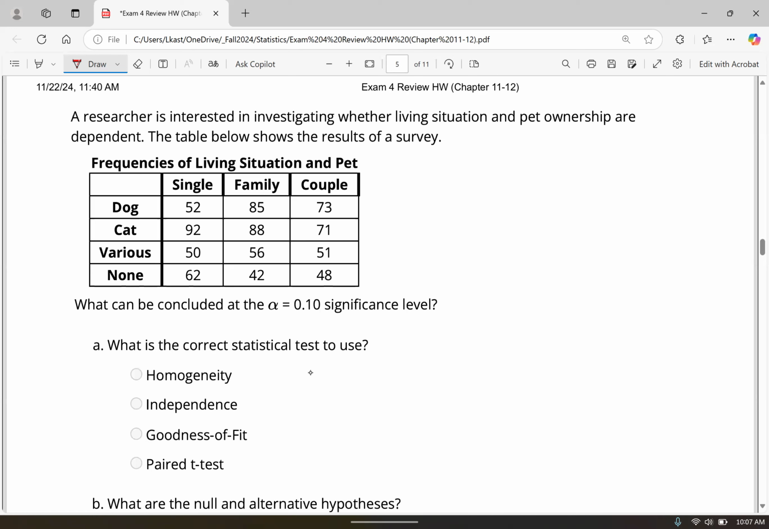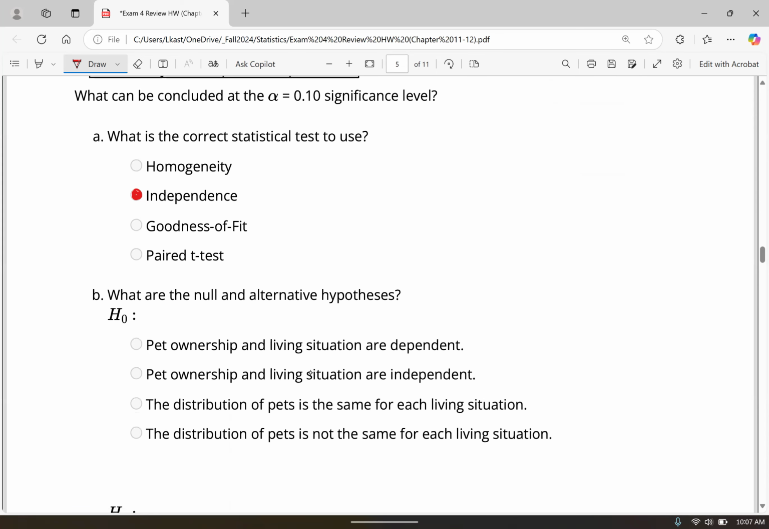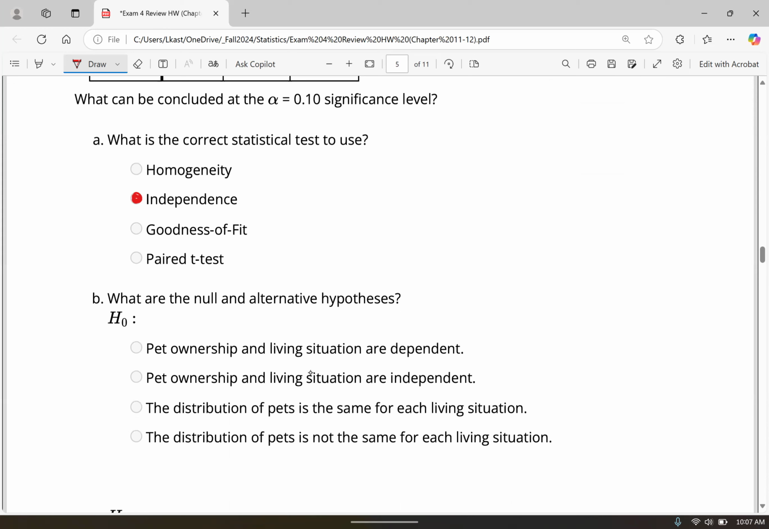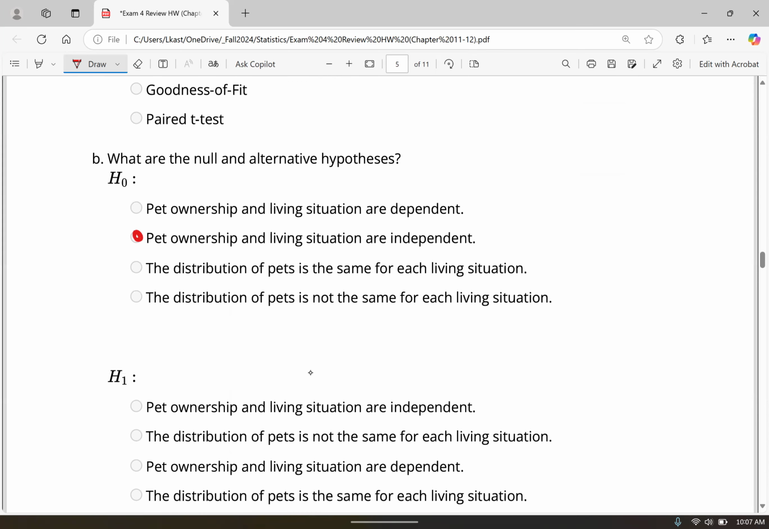A researcher is interested in investigating whether living situation and pet ownership are dependent. The table below shows the results of a survey. So what kind of test are you going to run? Independence. What are the null and the alternative hypothesis? The null hypothesis is that they are independent of each other. Is that correct? And the alternative is that they are not independent of each other, that they are dependent.